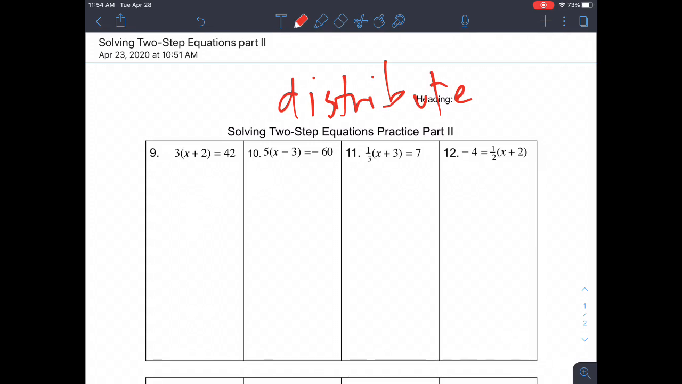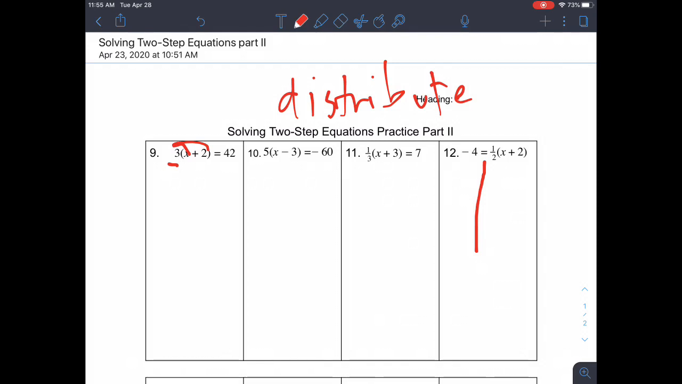Remember that when we have a number in front of these parentheses, it means we have to multiply. So we have to multiply that front number by everything inside. I'm going to do one of the last ones because they're trickier, and they have a fraction. So I'm going to start with problem 12. So we've got -4 equals 1/2 times the quantity x plus 2. So that x plus 2 is together, has those parentheses around it.